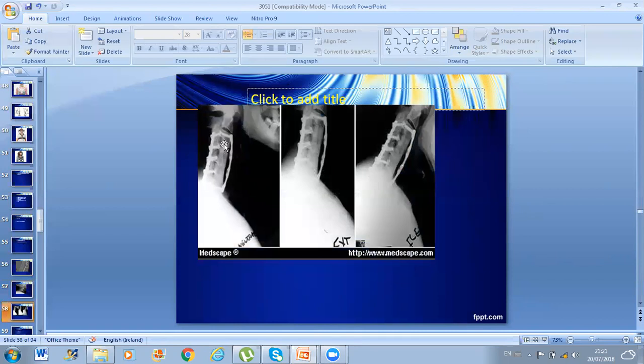What is this then? Combined anterior posterior fusion. Yes, but what is the material in between? This is fibula. Yes, this is a fibular graft. Okay, very good.